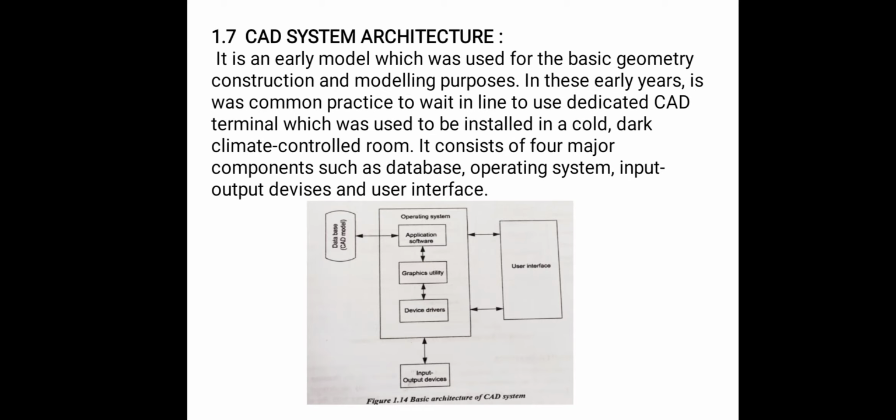CAD system architecture. It is an early model which was used for basic geometric construction and the modeling process. In these early years, it was common practice to wait in line to use a dedicated CAD terminal, which used to be installed in a cold, dark, climate-controlled room. It consists of four major components: database, operating system, input-output devices, and the user interface.